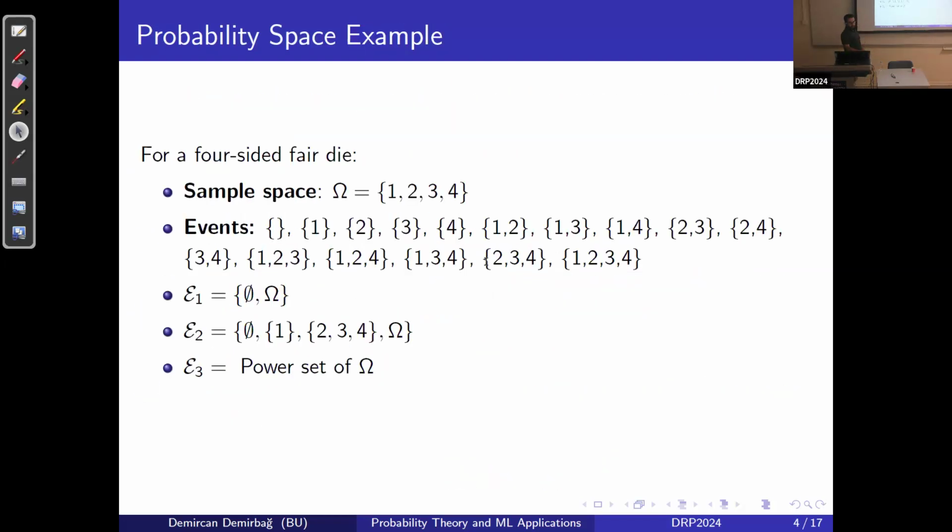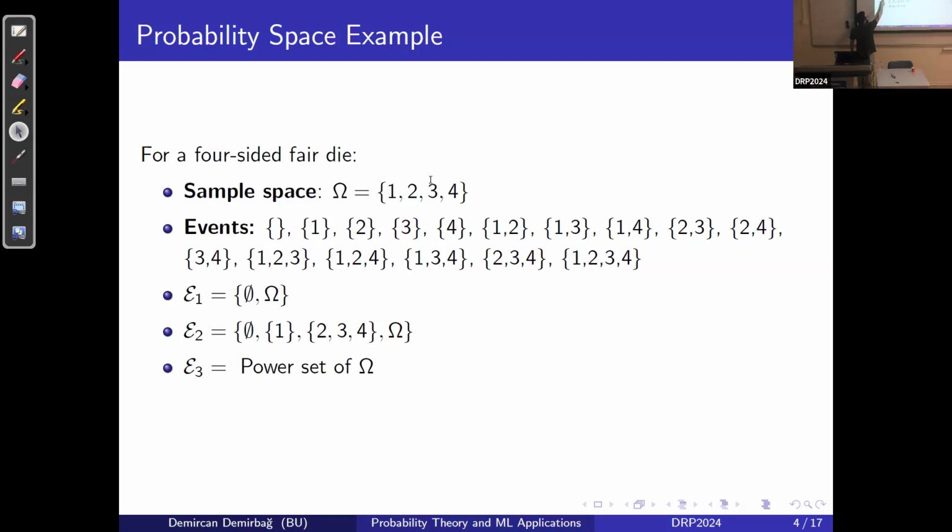Now let's give an example to make those ideas concrete. Assume that our experiment is throwing a 4-sided die. The possible outcomes are 1, 2, 3, and 4. So our sample space is given as such. And those are example events. For example, this means the outcome is 3. This means the outcome is either 1 or 3, etc.